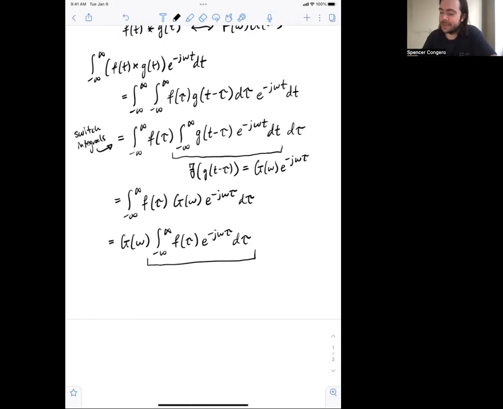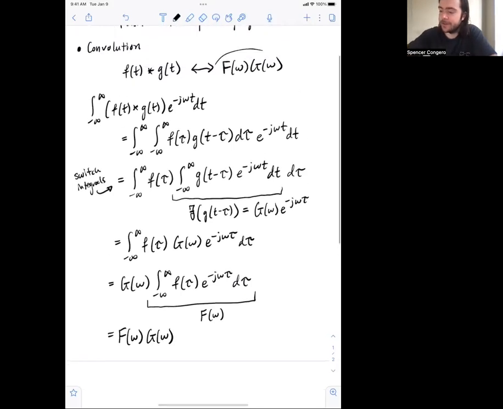Don't be fooled by the integration variable tau. Whatever we call that integration variable doesn't really matter. You could put t's in there if you want at this point. I just needed tau because I already was using t. That's just the Fourier transform of f. And so what we're left with, I'll just write it in alphabetical order, is f of omega times g of omega, which is just what we want.